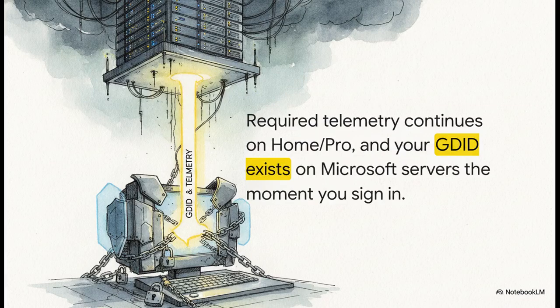But I do have to deliver the unflinching hard truth here. The source material is very clear on this. Required telemetry just keeps on flowing on Windows Home and Pro editions, regardless of whatever settings you toggle. And remember that GDID tracker? Well, local mitigations only stop your machine from re-registering it. The GDID exists on Microsoft servers the absolute second you sign in. Local tweaks absolutely cannot delete the records Microsoft already holds and happily shares via subpoena.